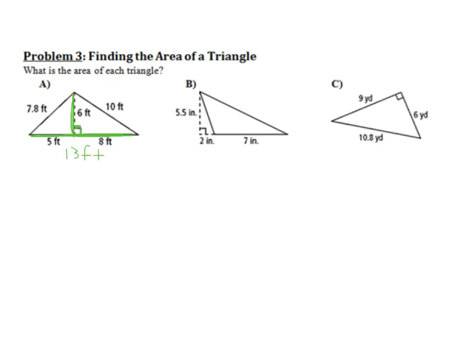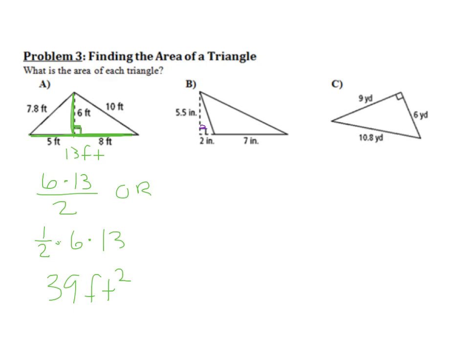That's my whole base. So I have 6 times 13 divided by 2. Or you could write it out as 1/2 times 6 times 13. Either way, you're going to get the same answer, which would be 39 feet squared. 39 feet squared.